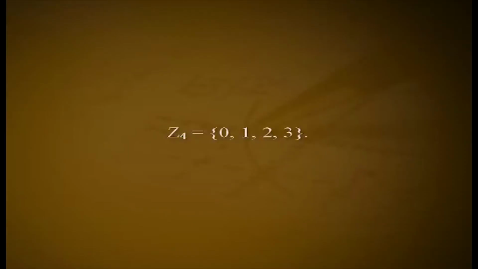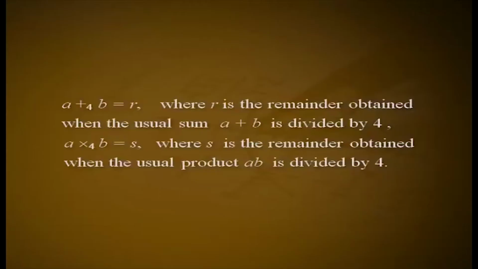Example 5. Prove that the set Z4 is a ring with respect to addition modulo 4 and multiplication modulo 4. Solution. Z4 is the set consisting of 0, 1, 2, 3. Addition modulo 4 and multiplication modulo 4, denoted respectively by +4 and ×4, are defined by: a +4 b = r, where r is the remainder obtained when the usual sum a + b is divided by 4, and a ×4 b = s, where s is the remainder obtained when the usual product a·b is divided by 4. It is obvious that Z4 is closed with respect to addition modulo 4 and multiplication modulo 4. The composition tables for addition modulo 4 and multiplication modulo 4 are given below.